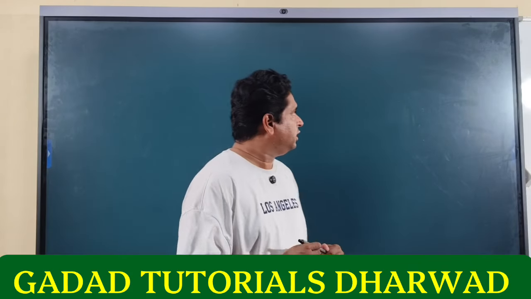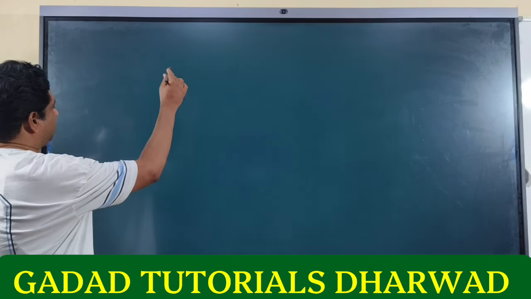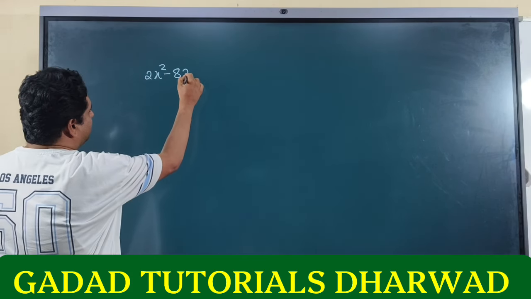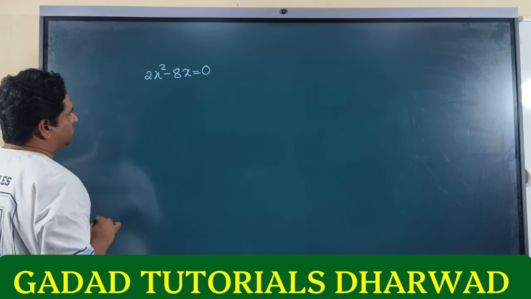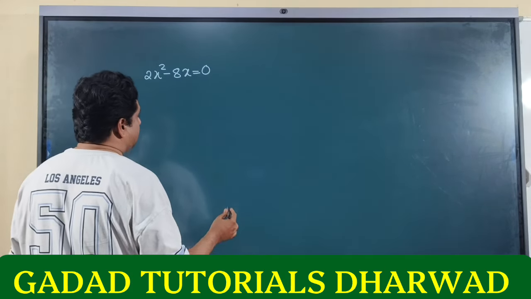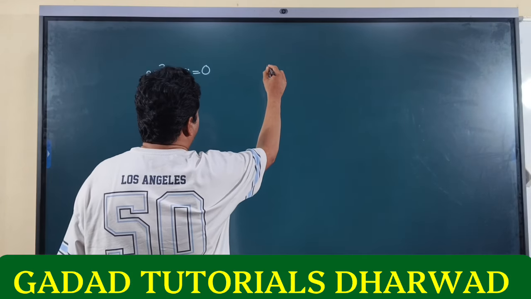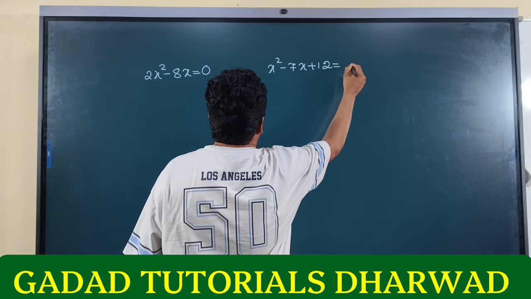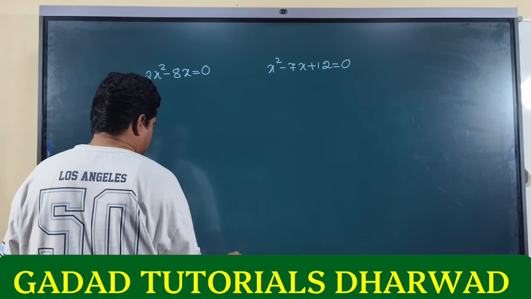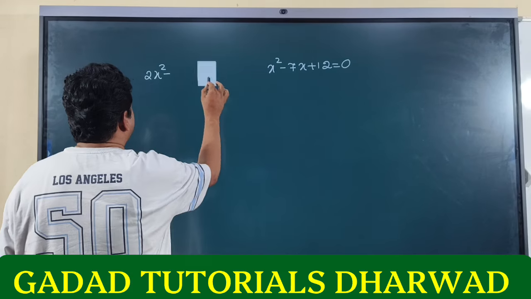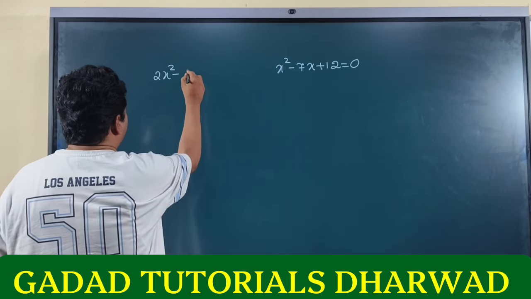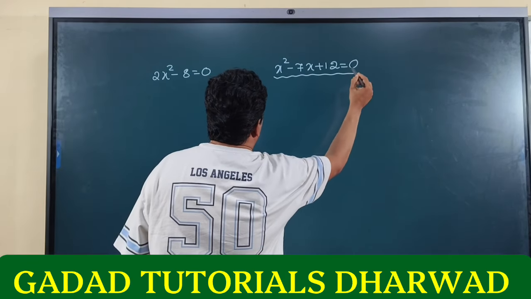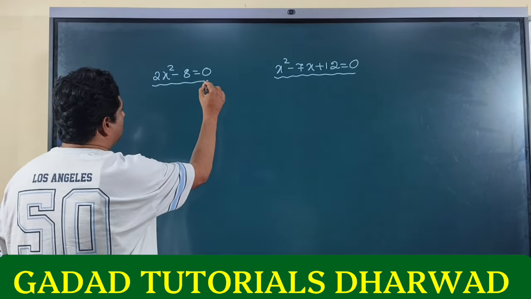Now we observe here. I will write two equations. One is 2x square minus 8x is equal to 0, and one more equation is x square minus 7x plus 12 equal to 0.